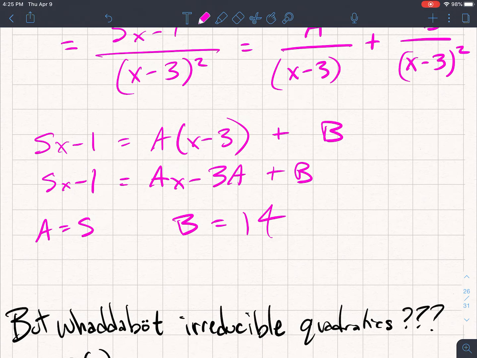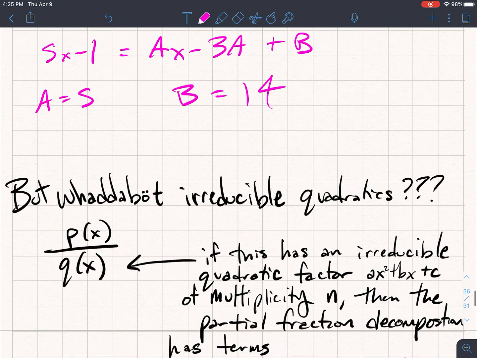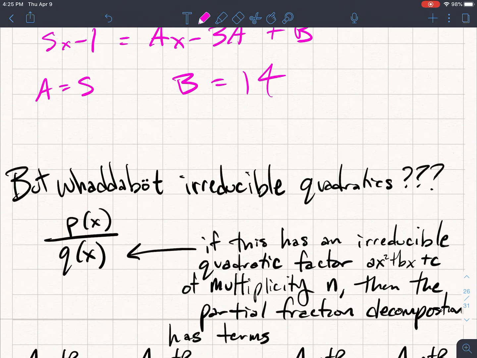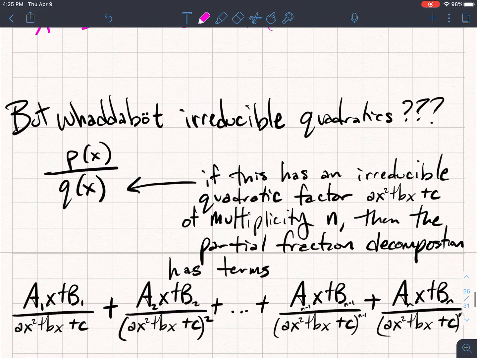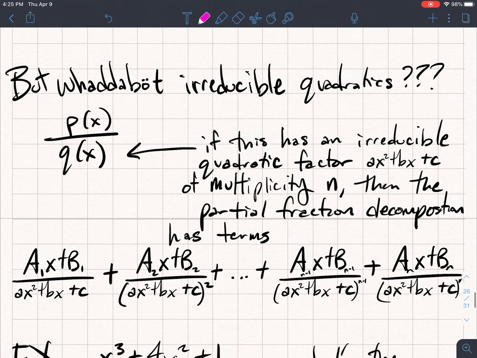All right, but what about irreducible quadratics? If the denominator has an irreducible quadratic of multiplicity n as a factor, then the partial fraction decomposition has these terms. So what's different here? What's different here is the numerator is linear. If your bottom is an irreducible quadratic, the top has to be linear. So you're going to have two unknowns there in the top. And then depending on the multiplicity of your quadratic, that's how many fractions you're going to have, up to multiplicity n.